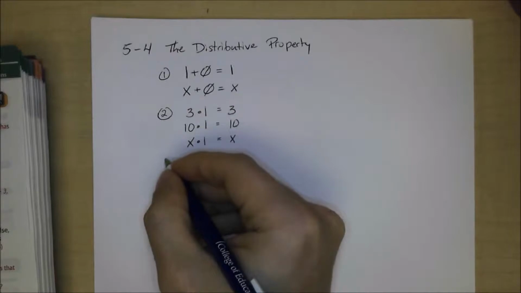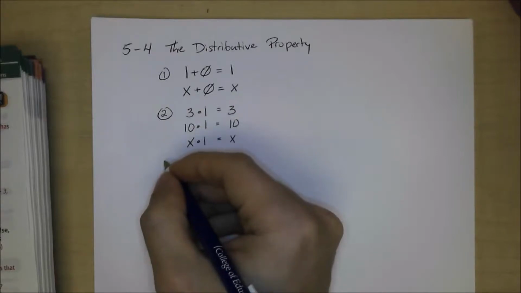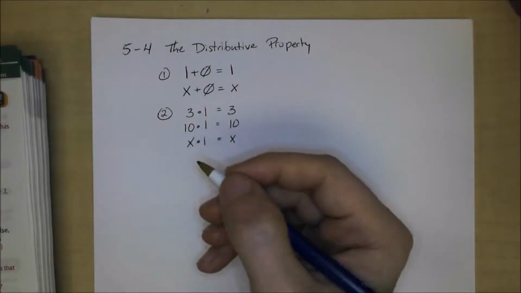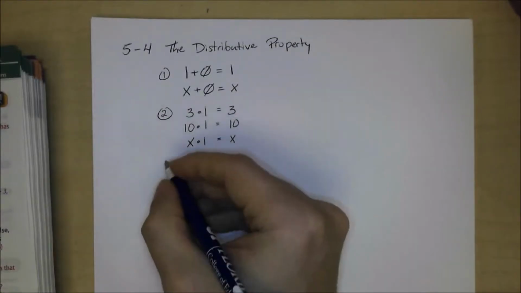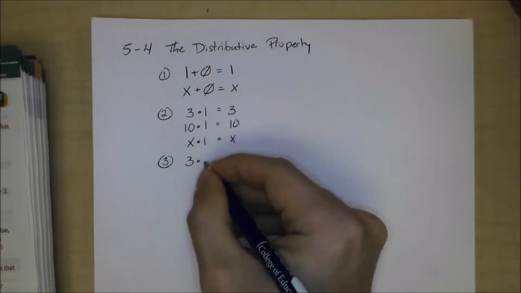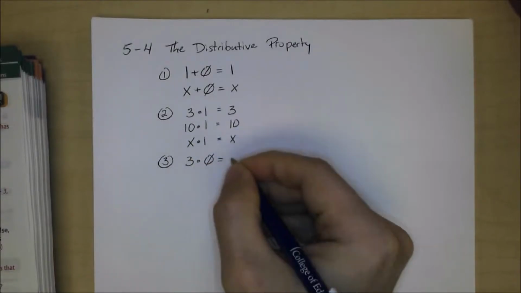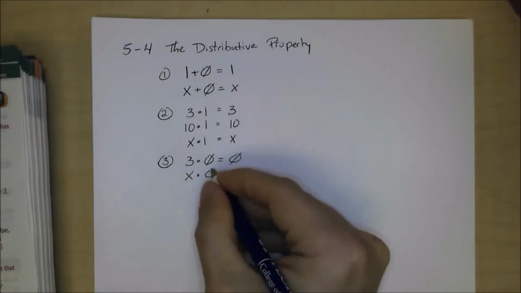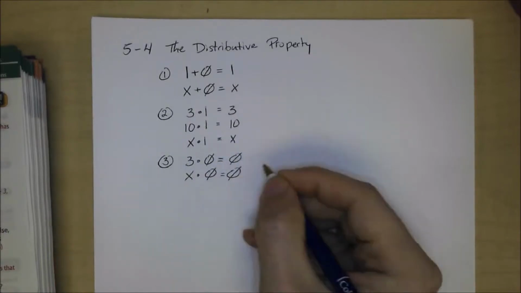Now we're going to look at something called the multiplicative property of 0. And basically that's a fancy way of saying anytime you multiply something by 0, the answer is 0. So 3 times 0 is 0. X times 0 is 0.